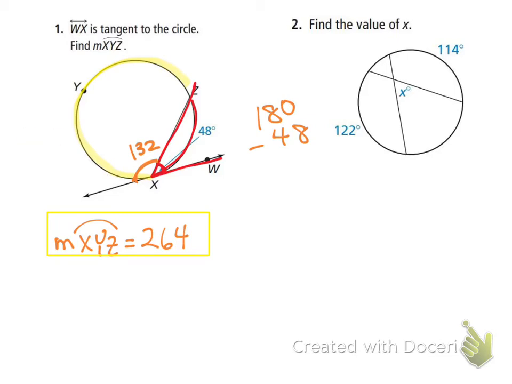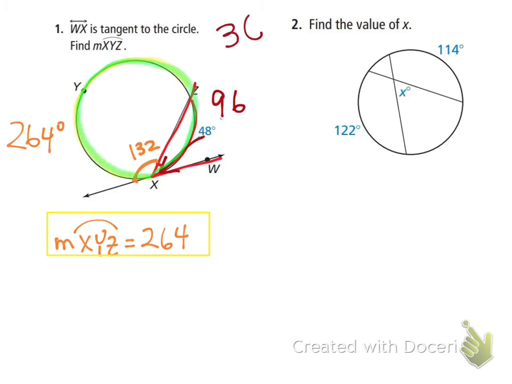Here was option 2, and some people prefer it. If I know this angle is 48 degrees, what is the measure of its arc? It'd be double, which is 96. So then from here, what do you know about the arcs in a circle? They add to 360. So if you took 360 minus 96, you'd get 264. So either way.